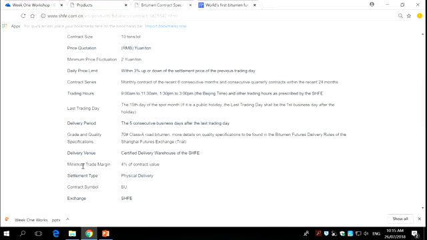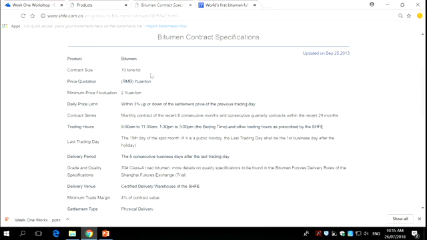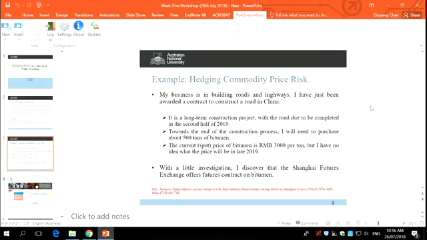And here it says the minimum trade margin is 4% of the contract value. This minimum trade margin is the initial deposit you have to lodge with the exchange. So that's your initial margin, all right? It's very detailed information, but all we need to know is this contract size, 10 tons per contract. That's the underlying asset we're trading. Okay, so let's go back to the slides.